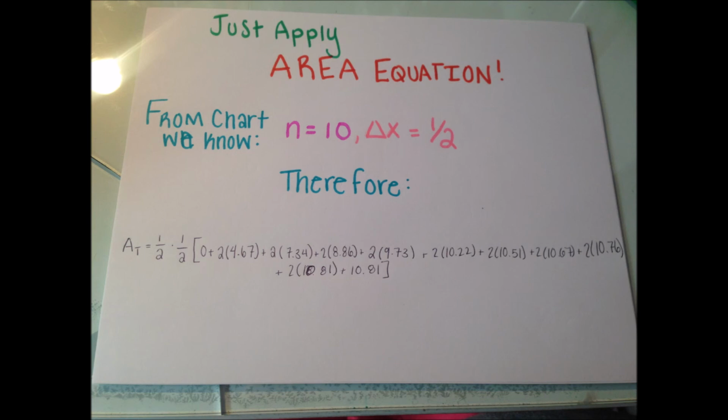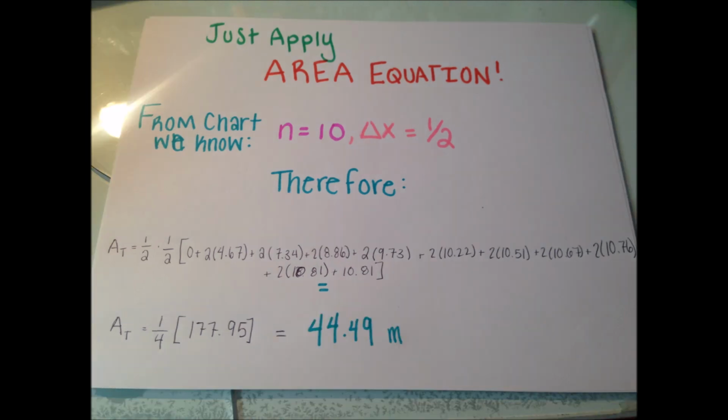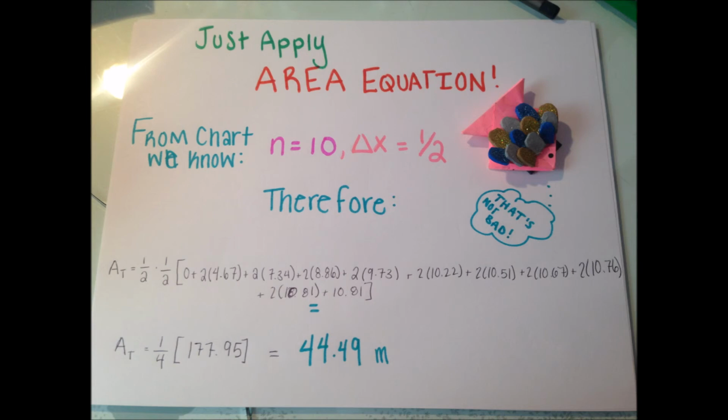Then you add and multiply everything together from the points on the table, and you get this really long equation that looks really hard, but it's actually not. And when you add and multiply everything together, you can simplify it down to the area equals 1/4 times 177.95. Then you multiply that together and you get 44.49 meters. And that's how you do the tabular problem. You're right, Biff. That problem isn't so bad. Even though you're not given a graph, you can take advantage of all the information that the table has given you, and you can figure out the area through that.